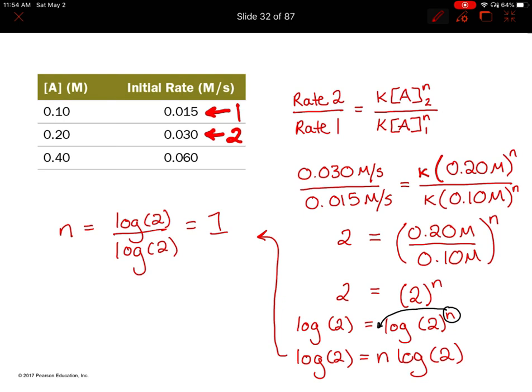So this is another way to solve for the order of a reaction, especially if it's not so cut and dry. The examples we just went over were pretty easy to do without any complicated math, but occasionally you'll have a reaction where that's not the case. So this is another way to figure out that order.